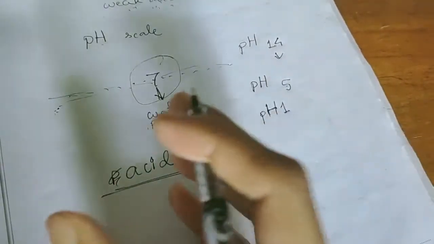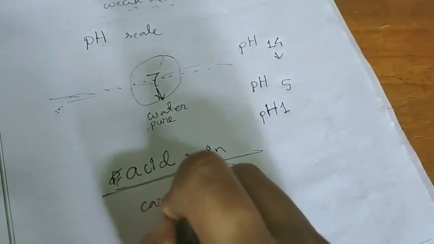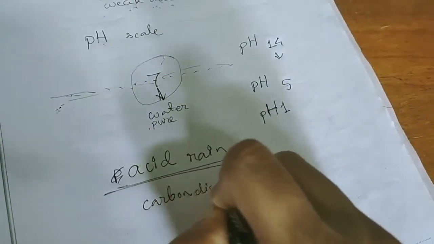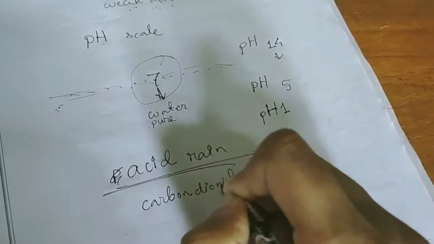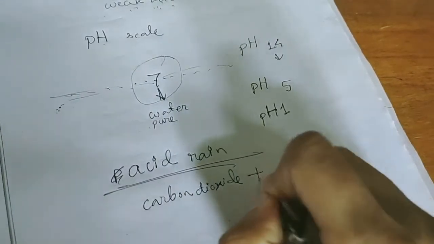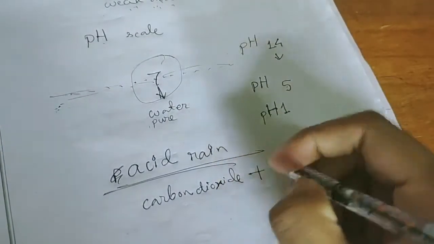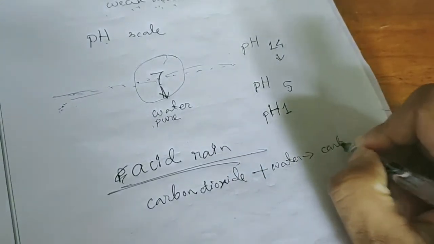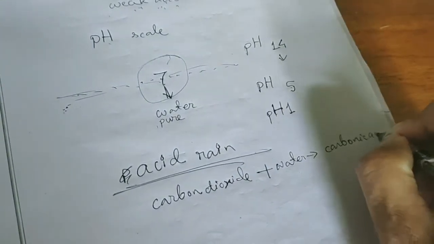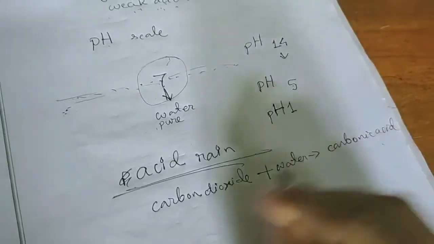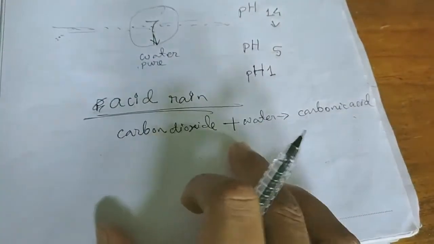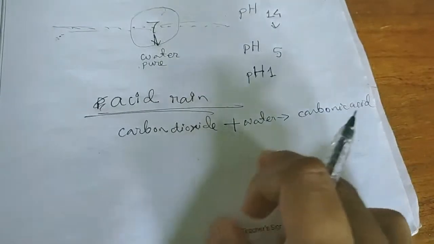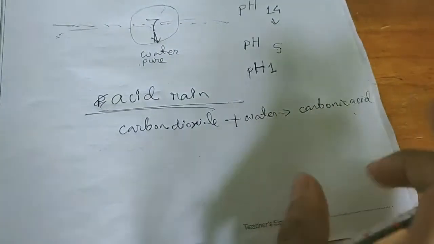Our air contains carbon dioxide. Now when the carbon dioxide mixes with the rainwater, it produces carbonic acid. It is a weak acid. When the carbon dioxide of our air mixes with rainwater, it produces carbonic acid.